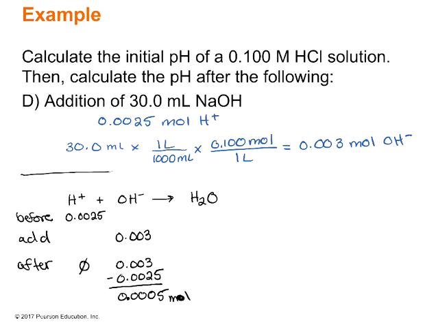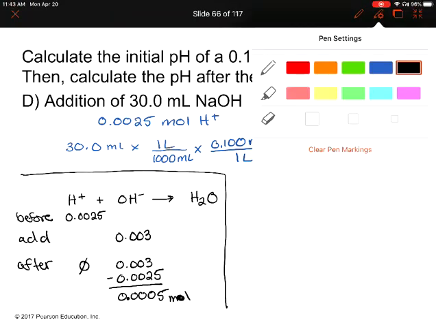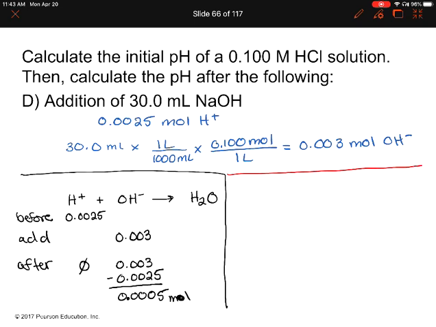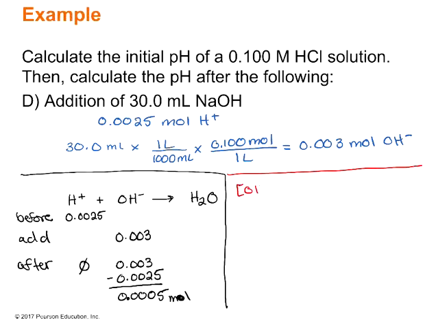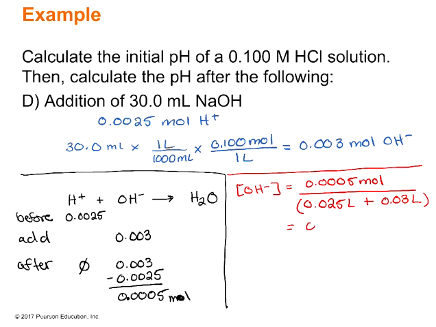So now we're going to calculate the pH based off of those hydroxide ions that are left in solution. So let's calculate the concentration of the hydroxide ions. So we have 0.0005 moles, and the new total volume is 0.025 liters plus 30 milliliters, which is 0.03 liters. So we have 55 milliliters, or 0.055 liters. And the concentration of the hydroxide ions should be 0.009 moles per liter.